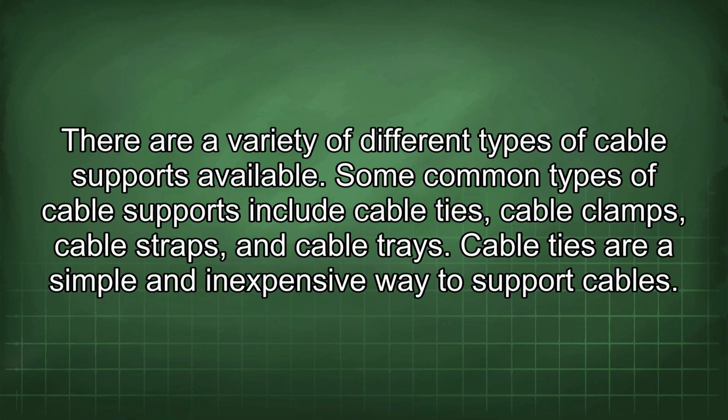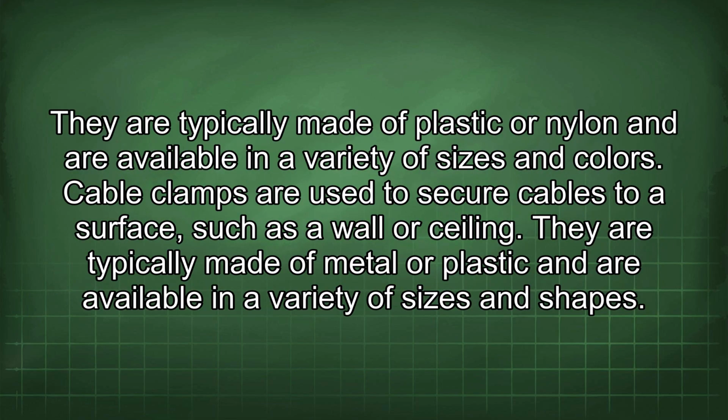There are a variety of different types of cable supports available. Some common types of cable supports include cable ties, cable clamps, cable straps, and cable trays. Cable ties are a simple and inexpensive way to support cables. They are typically made of plastic or nylon and are available in a variety of sizes and colors. Cable clamps are used to secure cables to a surface, such as a wall or ceiling.